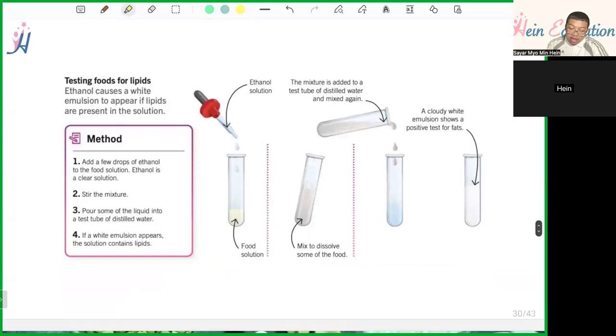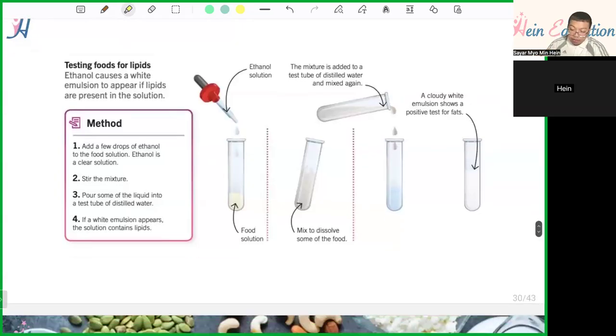So we can see that. Add a few drops of ethanol to the food solution and stir the mixture, and then pour some of the liquid into a test tube of distilled water. And if you find, let's say, a cloudy milky layer, or an emulsion appears, it means the food that we are testing contains lipids. If the solution remains clear, it means that fat is absent, or fat is not contained in the food that we are testing. Okay, so this would be test number 3.